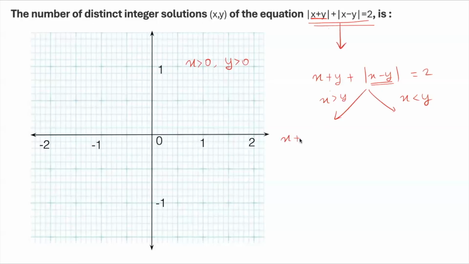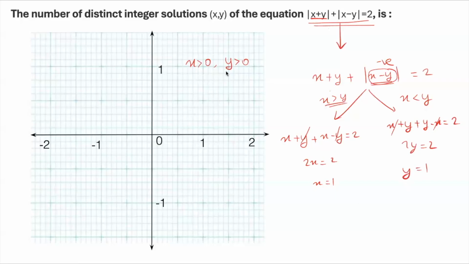So this equation will become x plus y plus x minus y is equal to 2. But if x is less than y, x minus y would be a negative value, and mod of a negative number is minus of that number, right? So x plus y plus minus of x minus y will be y minus x. This will be equal to 2. Further, we can simplify this as 2x equal to 2 and x is equal to 1. And the second equation, we can cancel out x and say 2y will be 2 or y will be equal to 1.